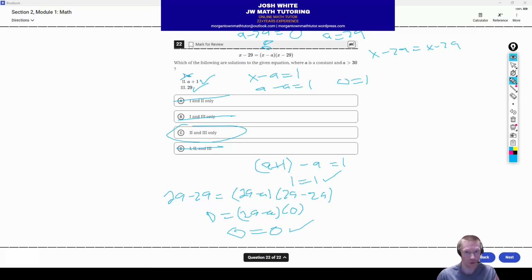So we have two solutions to this equation. A plus 1 and 29 both work, because when you plug them in, you get the exact same expression, or the exact same number, on both sides of the equation. Not true for the first one. So like I said, the correct answer is letter C.